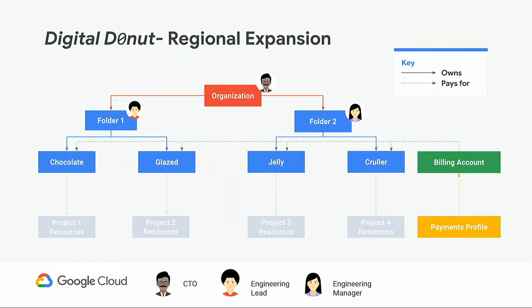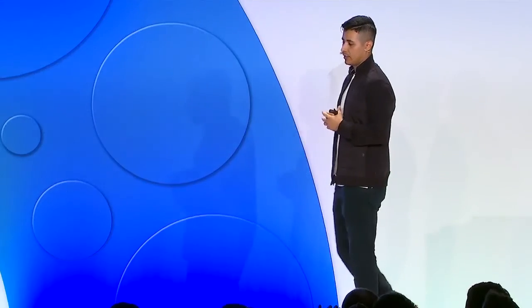They become the folder 2 administrator/owner. Also with this success, we hired a chief financial officer. As you can see, the chief financial officer becomes the billing account administrator and the payments profile admin. With this hire, the founder wanted to really understand, how am I spending my GCP resources today?